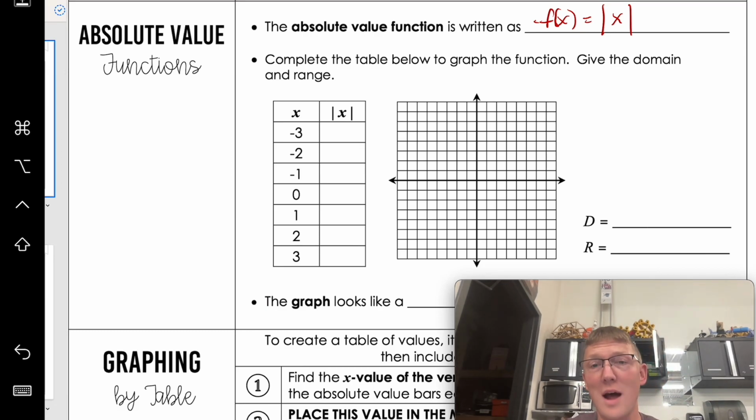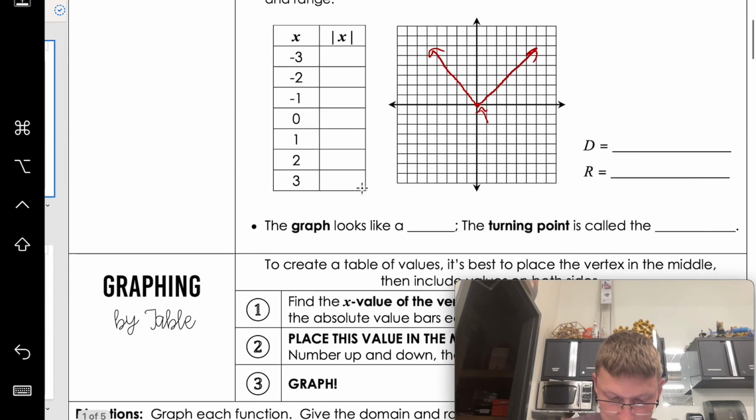And the graph is the more important part. That's where we're learning. Hopefully you remember that it looks something like this. It is a V and it turns at this point right there, and that is called the vertex. So the graph looks like a V and the turning point is called a vertex. Those are some important parts.